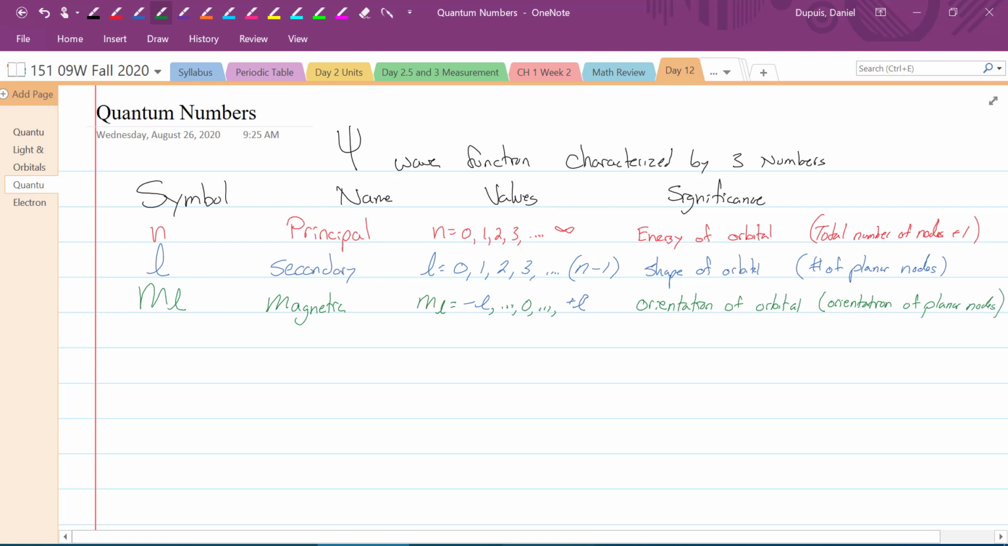Now, last but not least, there is MS, which is spin. And MS can either be plus 1/2, which we call up, or minus 1/2, which we call down. And that's the spin of the electron. It's just a property of the electron.